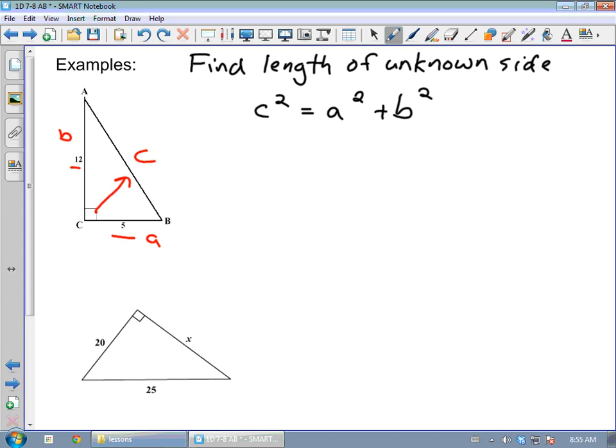Then I'm going to sub the lengths of A and B into this formula. I'm trying to find C, so I'm just going to leave that as C squared. Length of A is 5, so that becomes 5 squared. Length of B is 12, so this becomes 12 squared. So I'm just subbing those numbers into that formula.